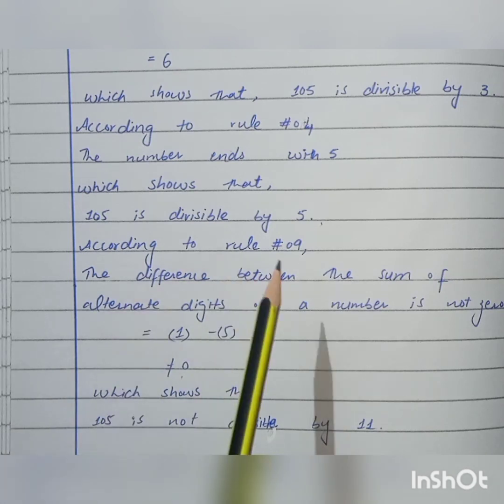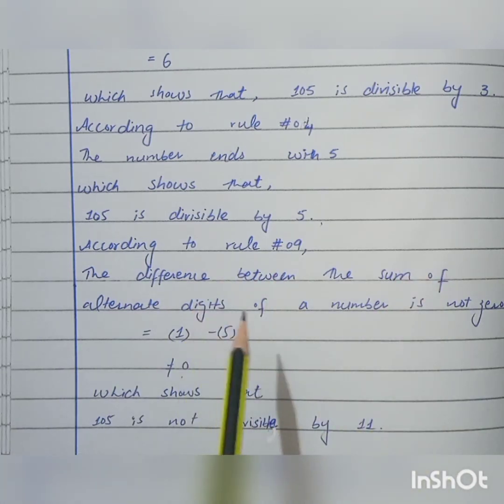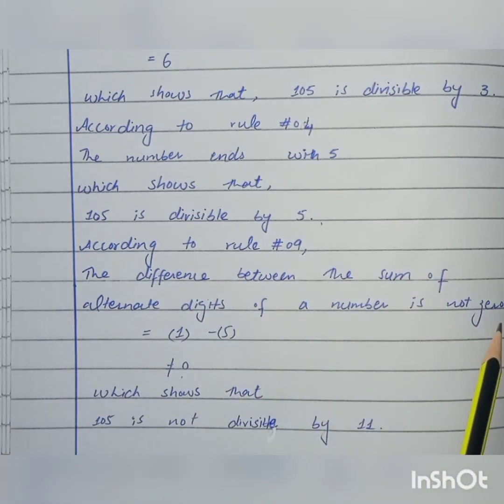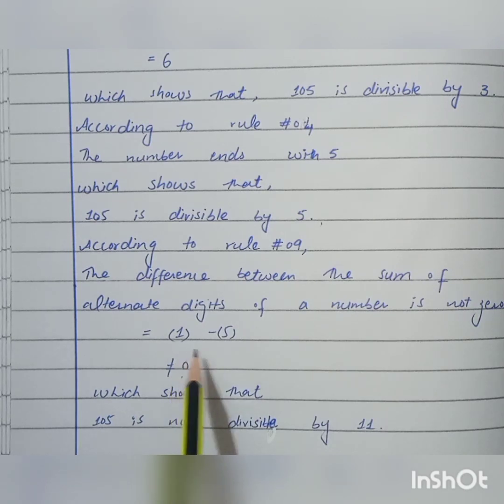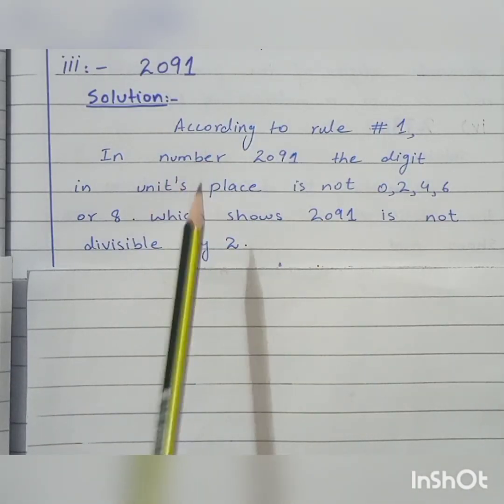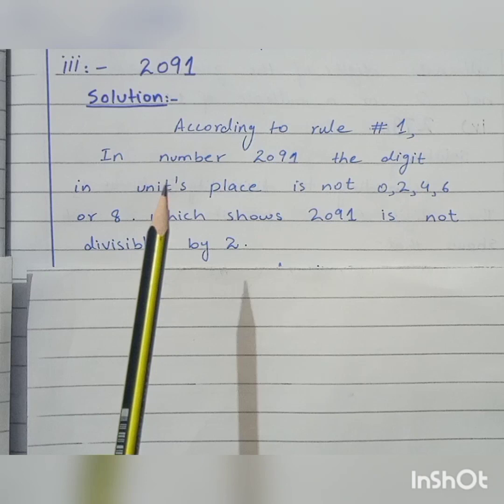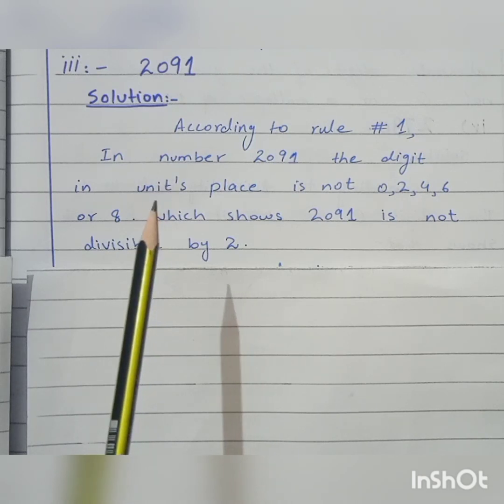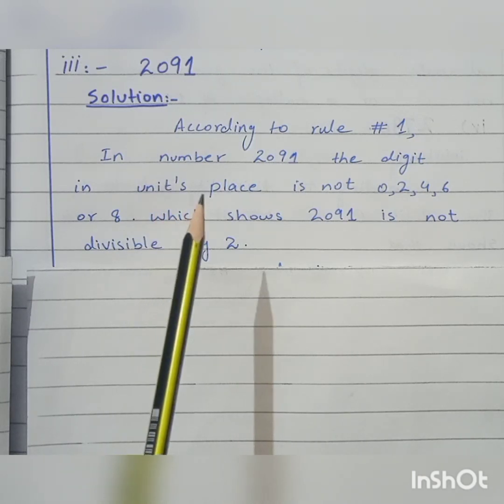According to the rule number 9, the difference between the sum of the alternate digits of the number is not 0. You can see that the difference of the sum of the numbers, 1 minus 5, does not equal 0. So we can see that 105 is not divisible by 11. The next part is third, 2091. You have to find out whether the number 2091 is divisible by 2, 3, 5, 11 or not.